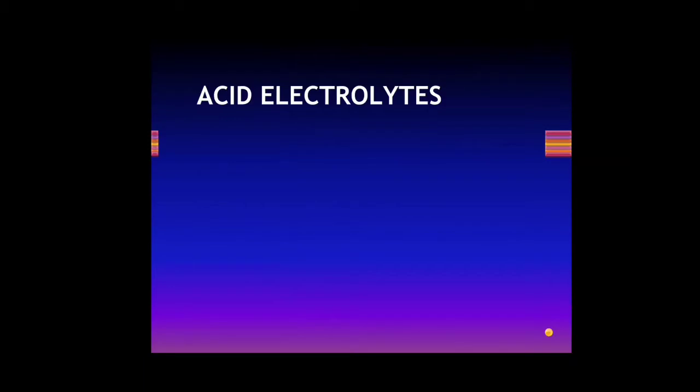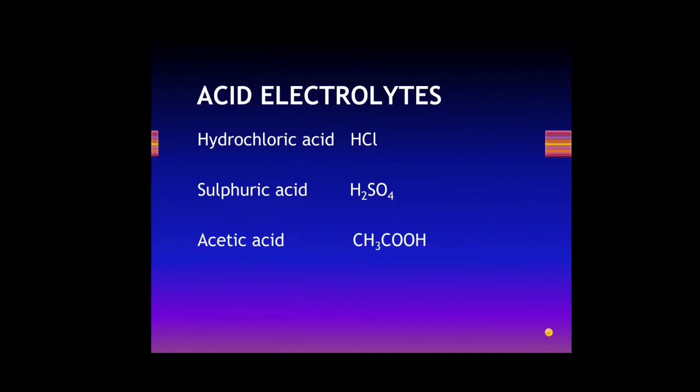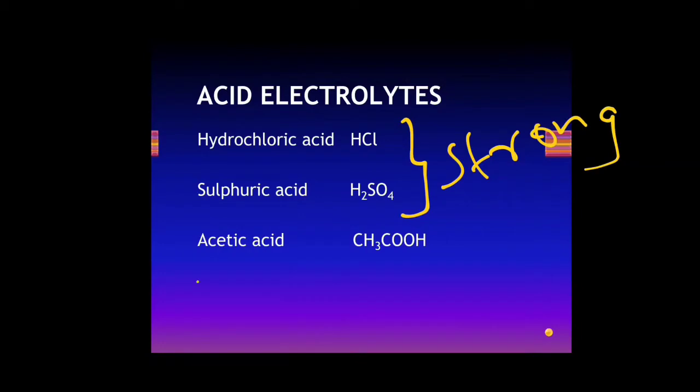Now, what are acid electrolytes? By the term acid electrolyte, we mean the acids which behave as electrolytes. The examples are hydrochloric acid, HCl, sulfuric acid, H2SO4, and acetic acid, CH3COOH. Here we note that hydrochloric acid and sulfuric acid are strong acids, and acetic acid is a weak acid. So strong acids also act as electrolytes and weak acids also act as electrolytes.